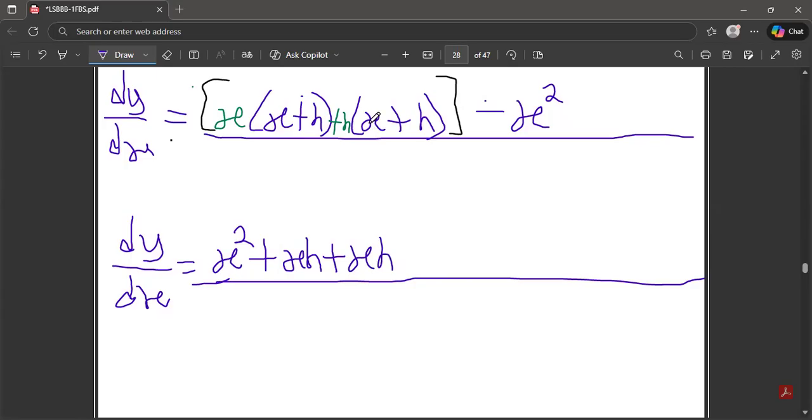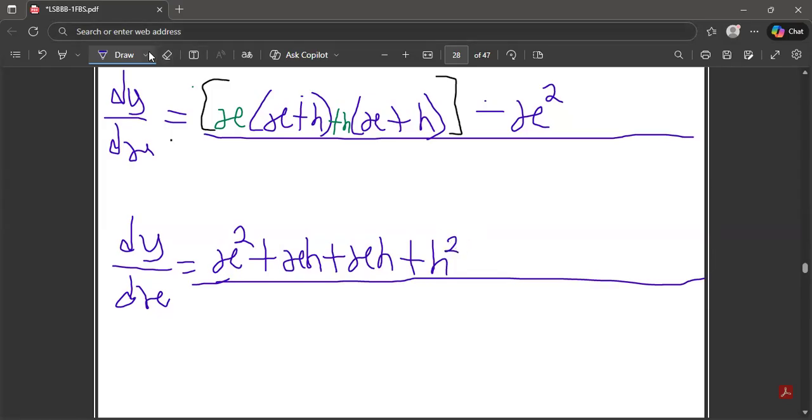H times H is going to give you what? H squared. In indices, when the bases are the same and they are multiplying, you add the exponents. Because H times H, the bases are the same and they are multiplying, there is one over here and one over here, so you add them. At the end it's going to become H exponent what? 2. Good.